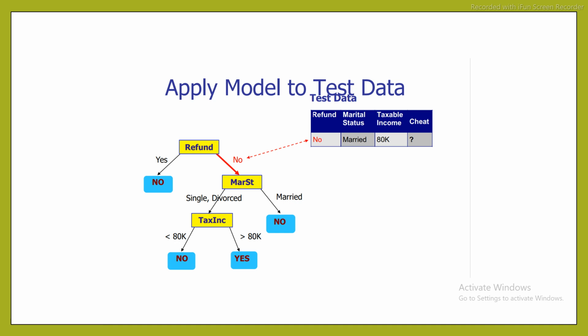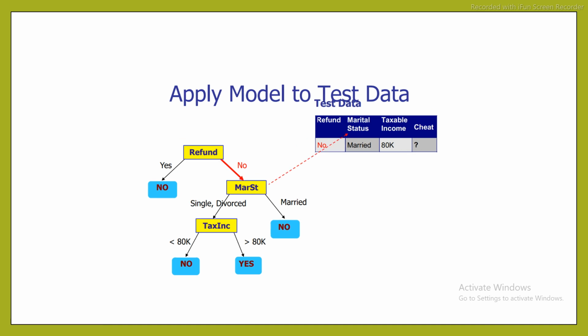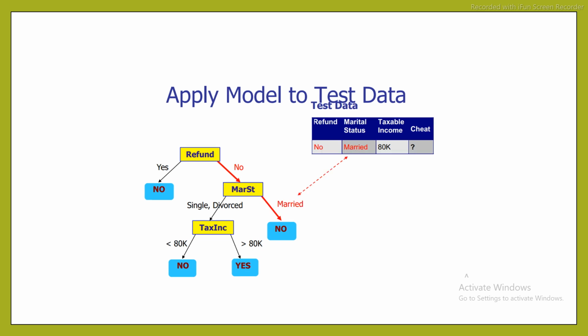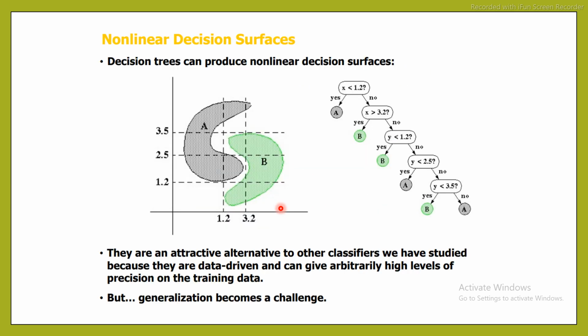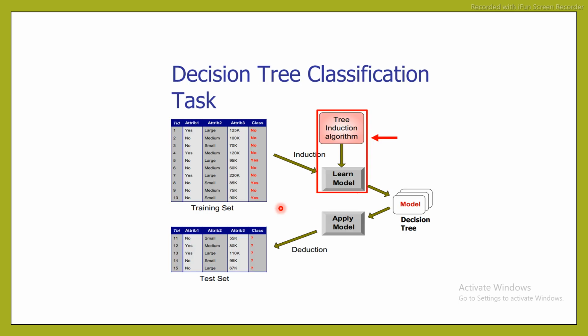But let's say refund is no and marital status is married, so he will not cheat. Okay, assign cheat to no. This is simple, we have to draw it. It's easy now because we have only three attributes here: refund, marital status, and taxable income. So we can easily draw a tree. A person who has a refund, and if he is married, he is not going to cheat. This is the one test data, and we have predicted no. Okay, now this was the prediction.